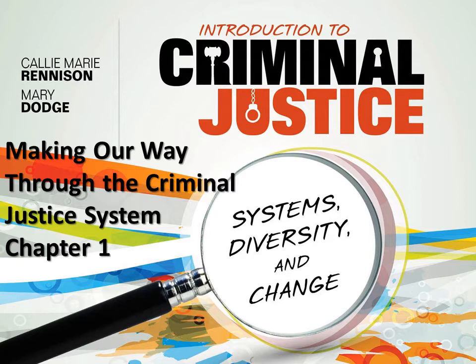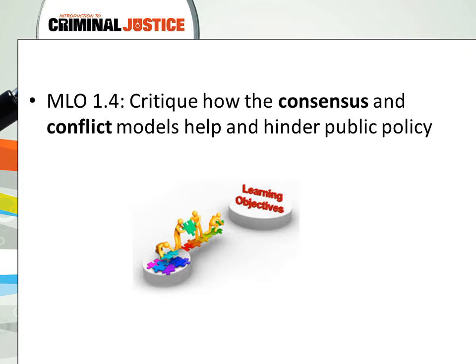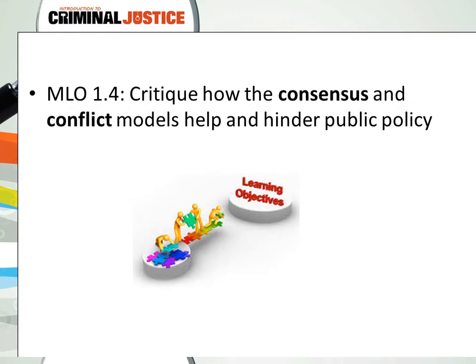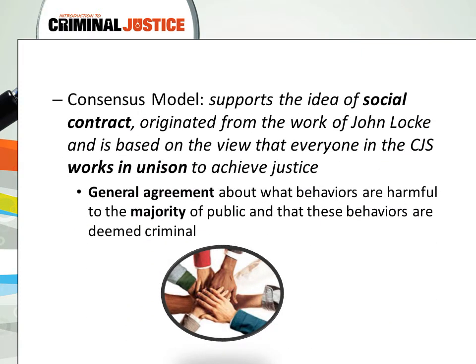This is Chapter 1 still, Learning Outcome number 1.4. We're going to talk about critiquing how the consensus and conflict models help or hinder public policy. So the consensus model supports the idea that we have a social contract, and I'll talk about that in the next slide. And there's general agreement about what behaviors we think are harmful to society, and therefore we should prohibit harmful behaviors from hurting society.